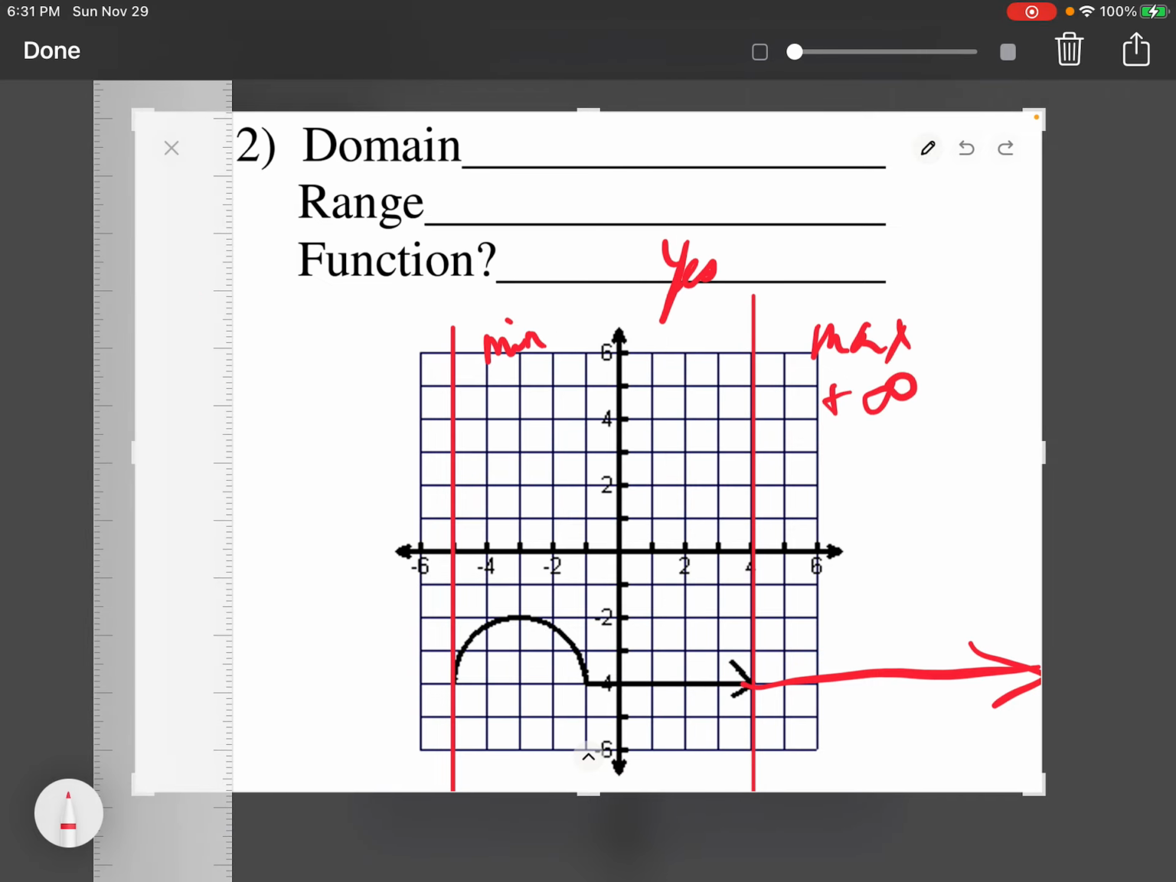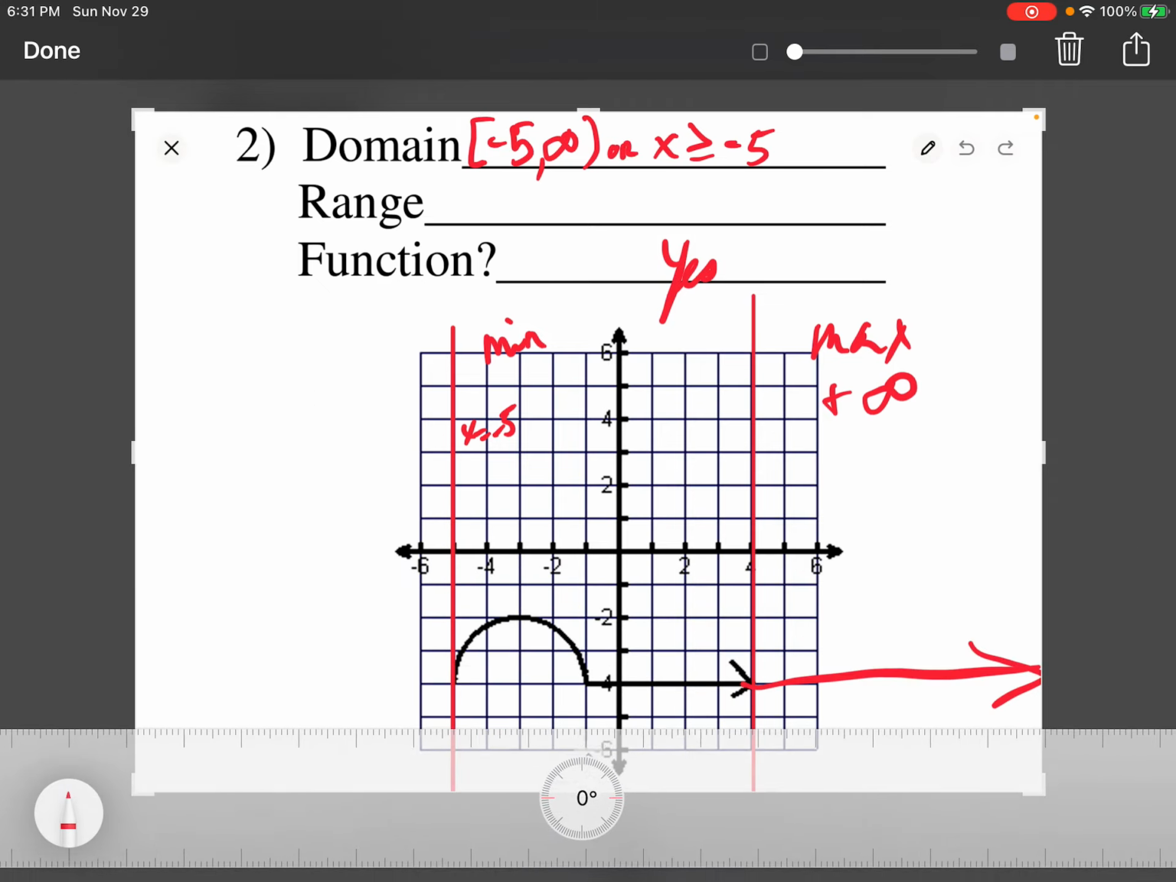So if I were writing this in interval notation, this is x equals negative 5 over here. So I would start with negative 5, and it's touching negative 5, so I have a bracket, and I'm going to go to positive infinity, and that's going to be parentheses. Or I could just say x is greater than or equal to negative 5. Same thing. Now, let's go to the range, the outputs.